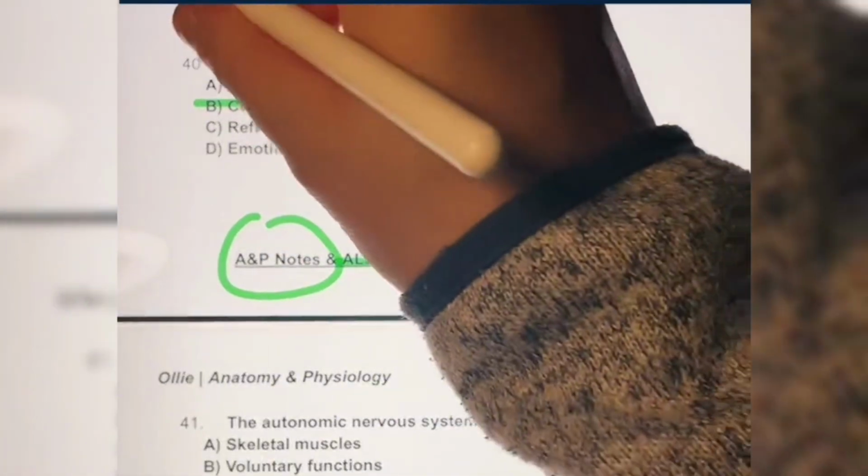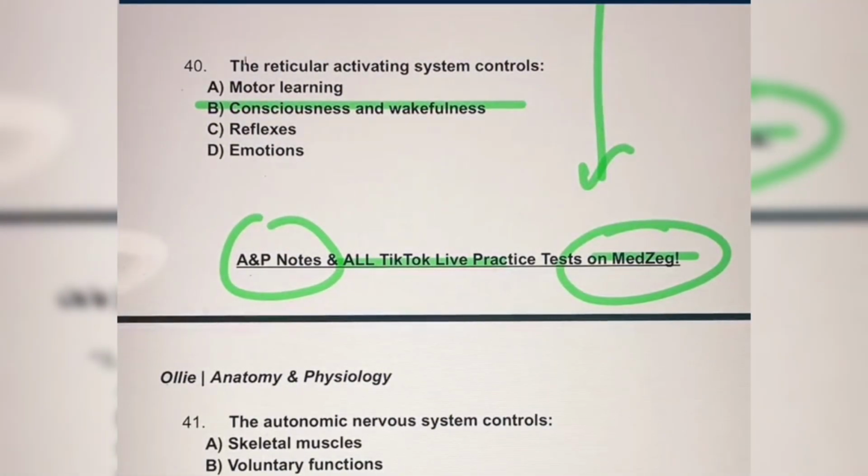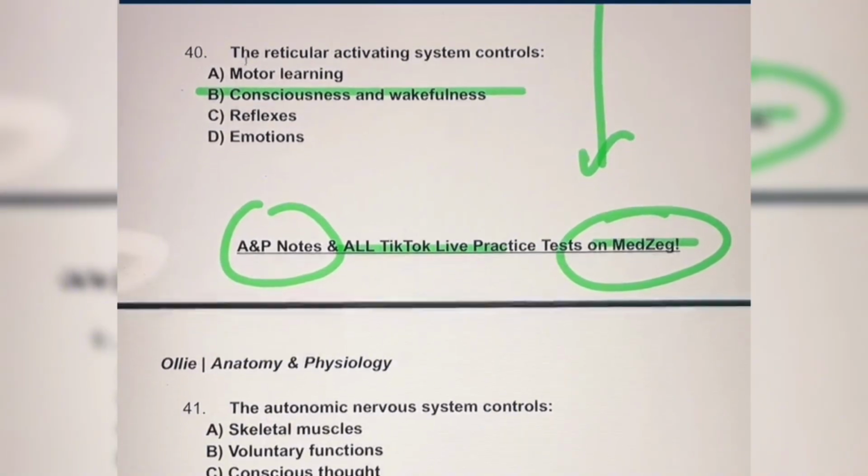The reticular activating system controls, it is B. It is our consciousness and our wakefulness. So again, that is the network in our brain stem that's more alertness, attention, and sleep-wake cycle.